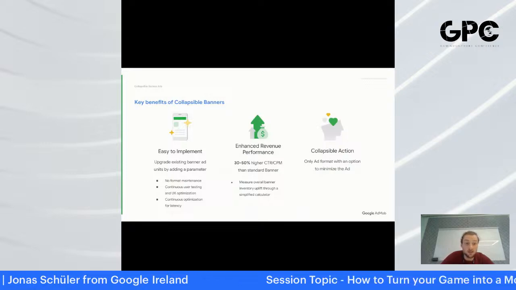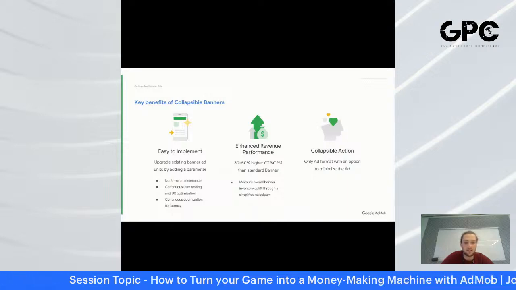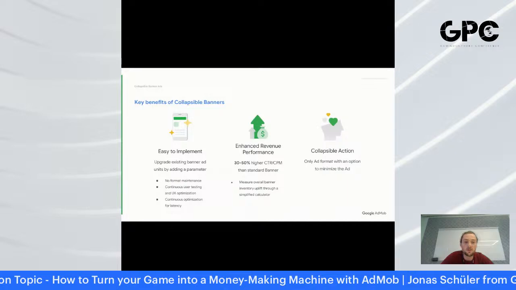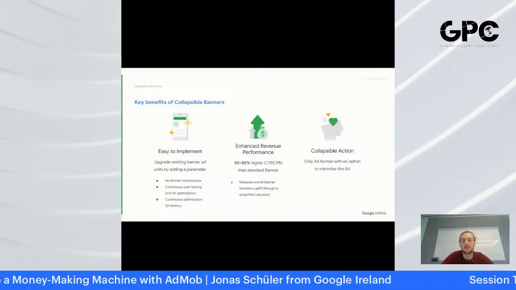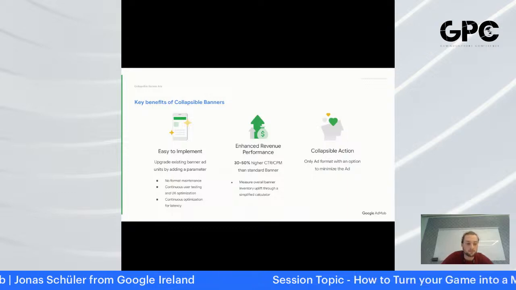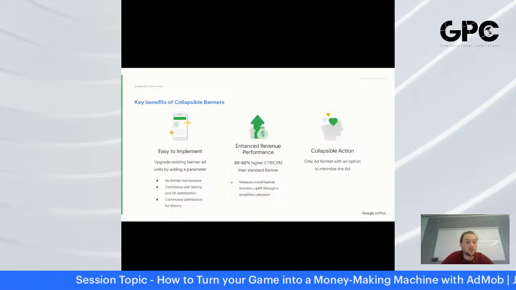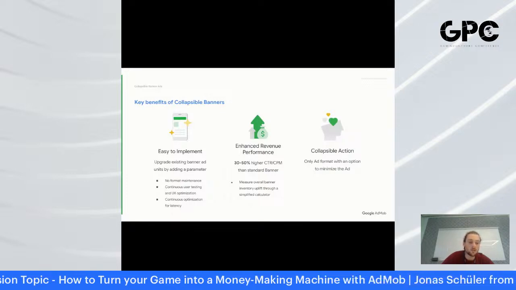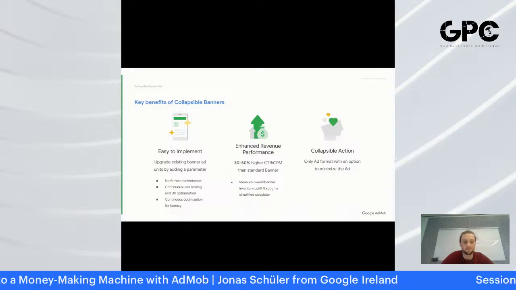Second benefit you get from collapsible banners is that your revenue is enhanced. So that means you can have maybe 30 to 50% higher click-through rates because the collapsible banner takes more attention and more screen space of the user. And also the third benefit of collapsible banners is that it's the only option to have an ad format being minimized to a smaller ad.